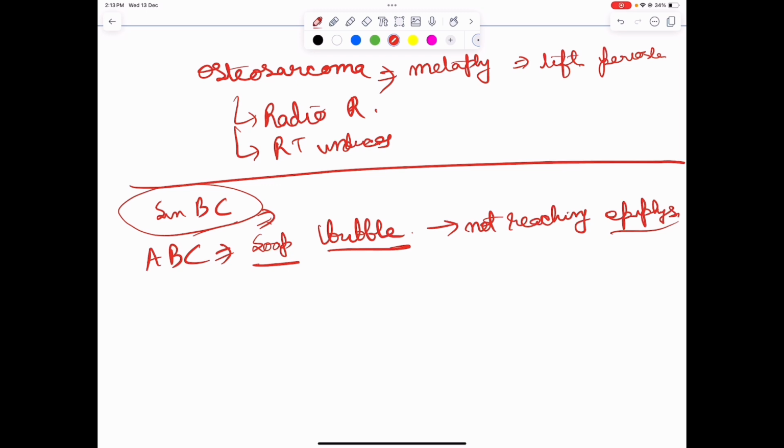And you know, aneurysm will form most of the time in which region? It will be formed in the metaphysis. Why? Because the name is aneurysm. And where is the maximum number of arteries seen in a bone? It is seen in the metaphysis. So aneurysmal bone cyst will start from the metaphysis.